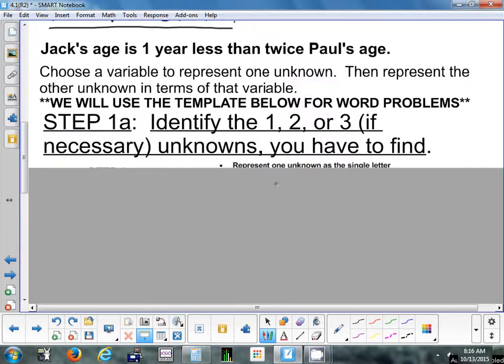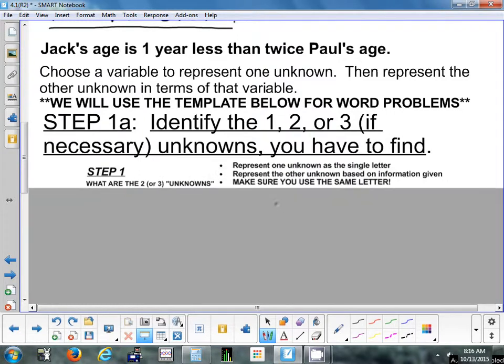All right, so step one. Mr. White, do they have these bullets or are they writing these in? They have that all on there. Oh, okay. It's all on there.